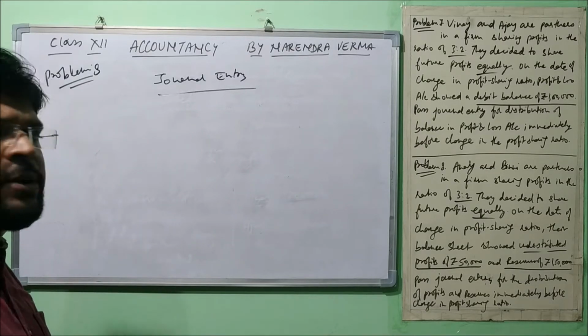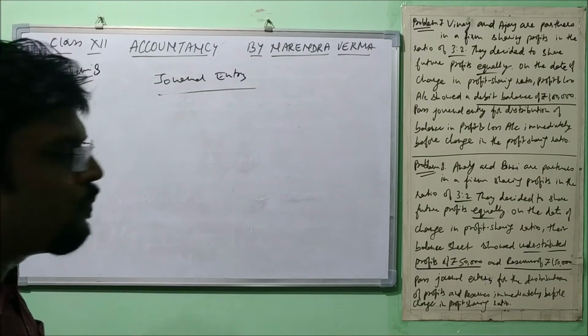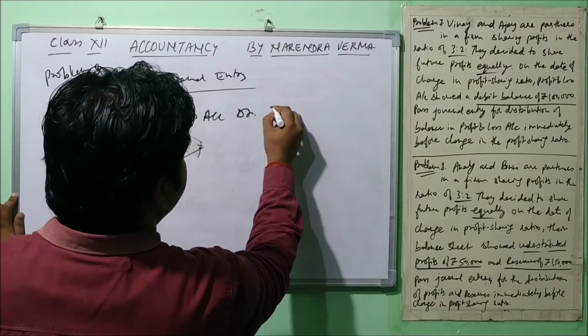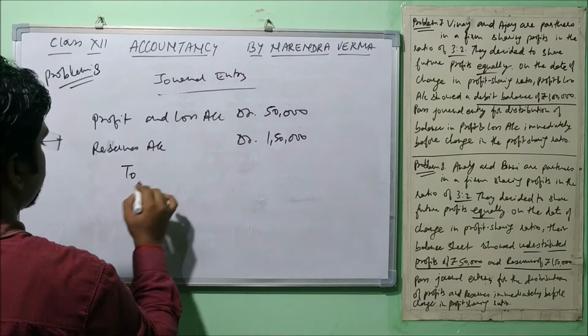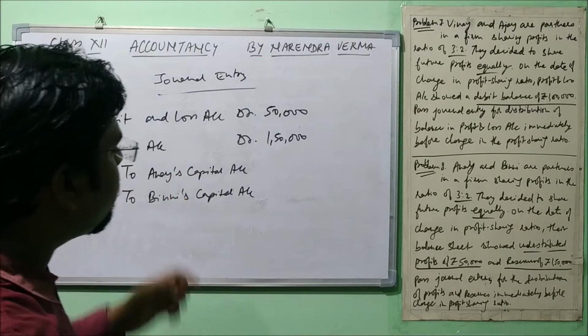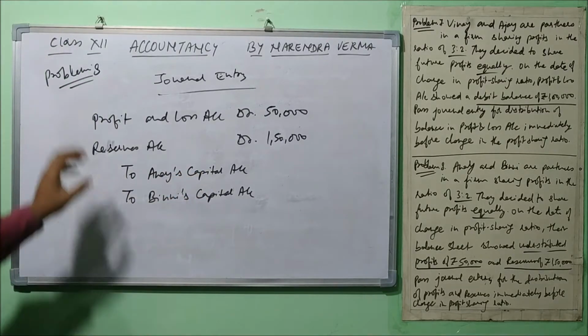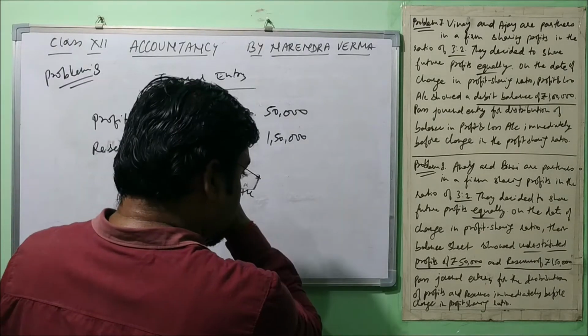See, here two things are given. Undistributed profit means credit balance of profit, and another reserve. So the first entry I told you, that will be passed. How much amount of profit is given? 50,000. Reserve is 1,50,000 to, what is the name of partners? Now, we can pass two separate entries as well, one for the profit and another for reserve, but we can do the combined entry, that is the better idea. So now let's calculate.